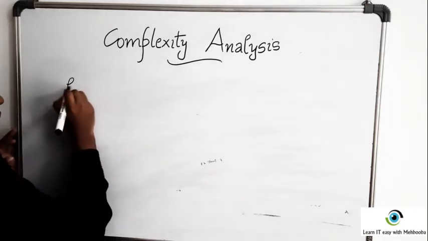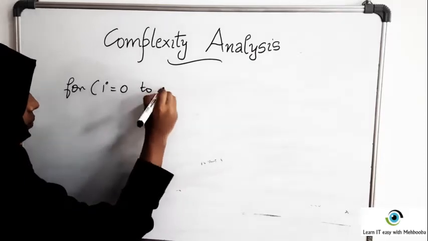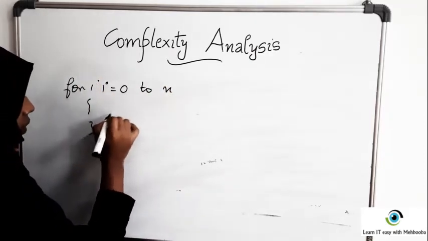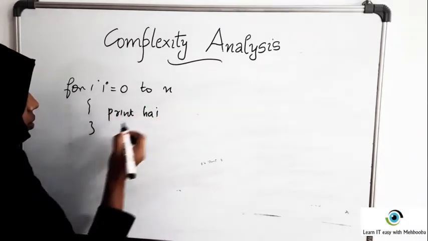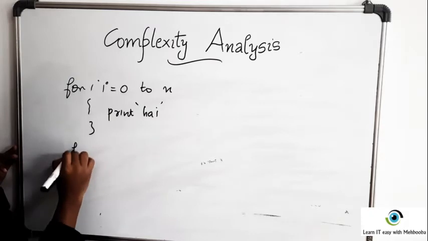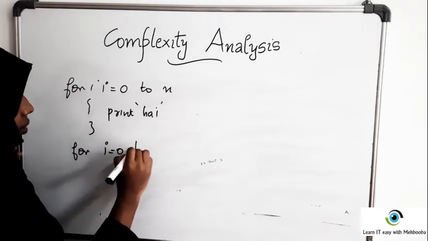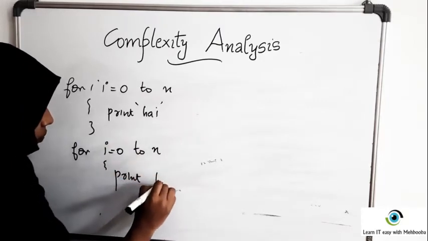We will see another program: for I is equal to 0 to n, print I; for I is equal to 0 to n, print I.